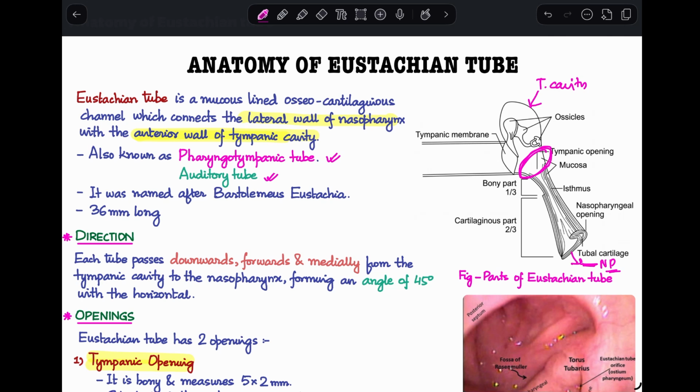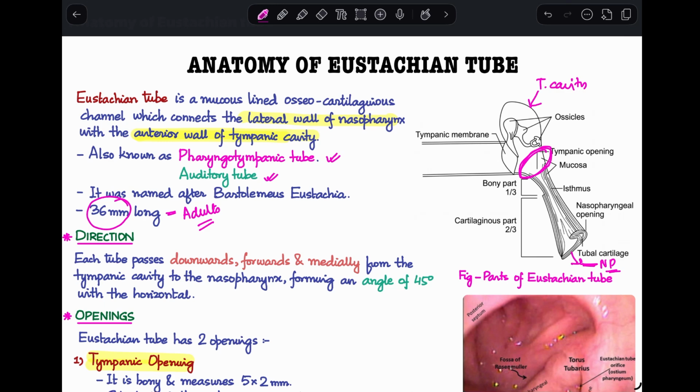Now, a common question asked is what is the length of the tube and what are the parts of the tube? The length of the tube is 36 millimeters, but this number applies in the case of adults only. In infants, you'll see the Eustachian tube anatomy is quite different when you compare it to adults. In my next class, I'll talk about the various differences between the infant Eustachian tube and the adult Eustachian tube and how it impacts them in their regular life.